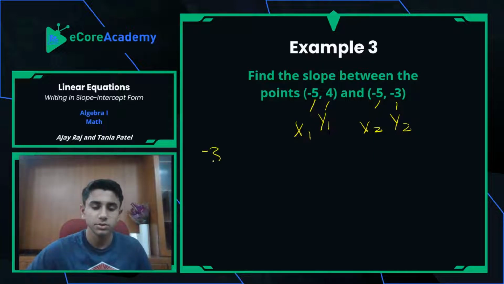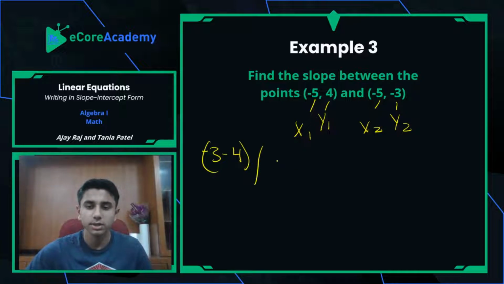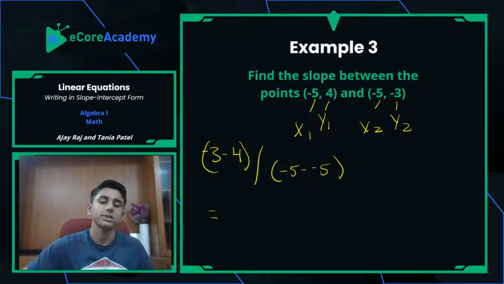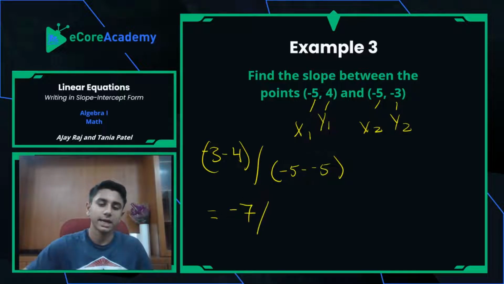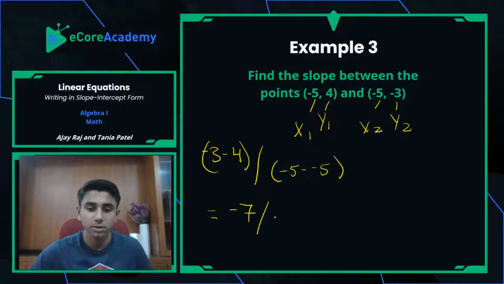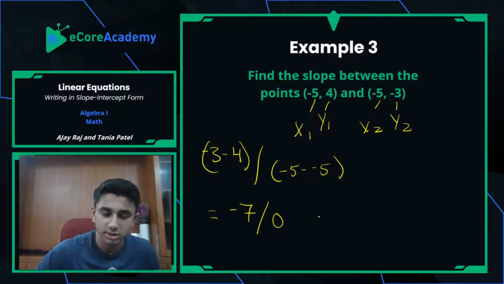Y2 minus y1, so that's negative 3 minus 4. We're going to divide that by x2 minus your x1, so that's going to be negative 5 minus negative 5. When we simplify that, we get that negative 3 minus 4 is going to be negative 7. And then, of course, that is divided entirely by negative 5, essentially plus 5, so that's 0. So in this case, this is a very interesting situation here.